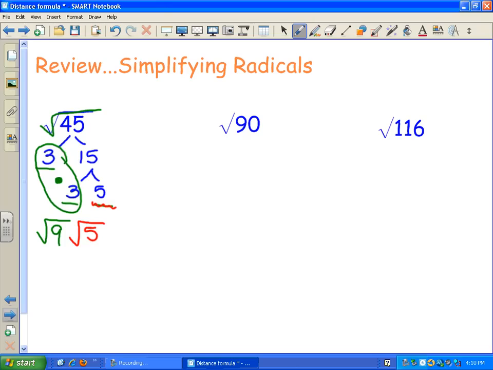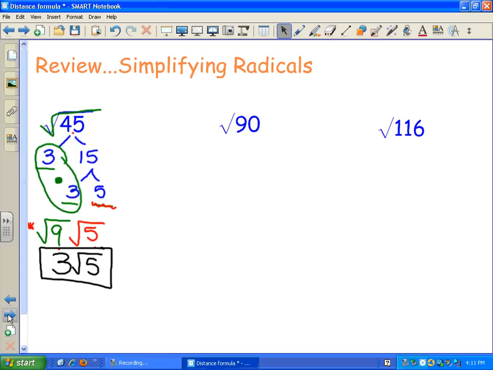So you can check yourself. When you rewrite it, when you take 9 times 5, you should get 45, and we do. This is nice because 9 is a perfect square. The square root of 9 is 3. 5 is not a perfect square, so it stays inside the square root, and my answer is 3 square roots of 5. So let's take a look at another one.